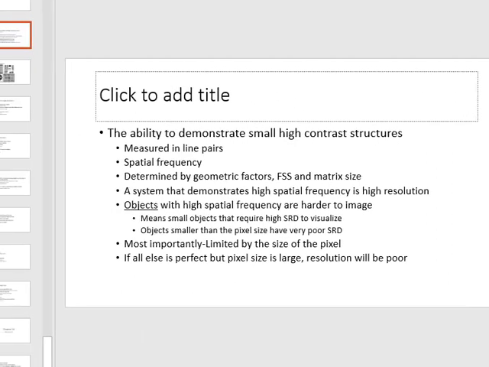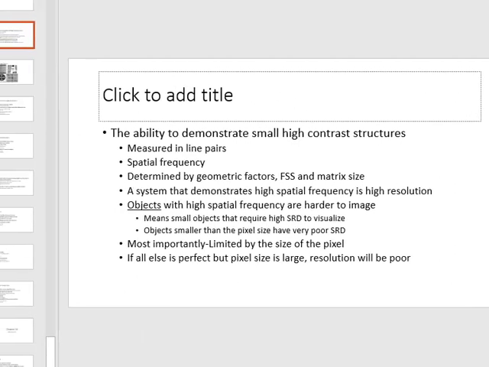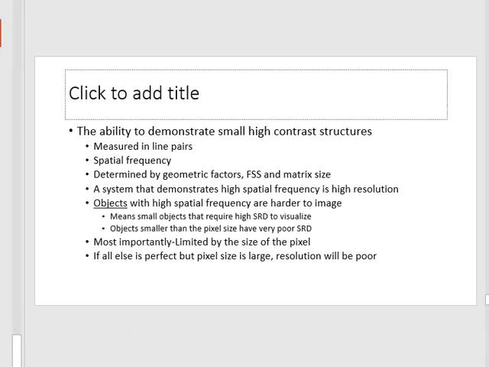So spatial frequency is determined by geometric factors, focal spot size, matrix size. It's a system that demonstrates high spatial frequency is high resolution. So objects with high spatial frequency are harder to image. So spatial frequency applies not just to the image, but to the objects as well. So it means small objects that require high sharpness for recorded detail in order to visualize.